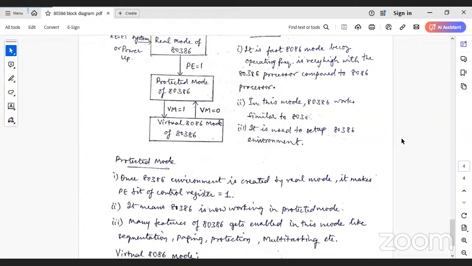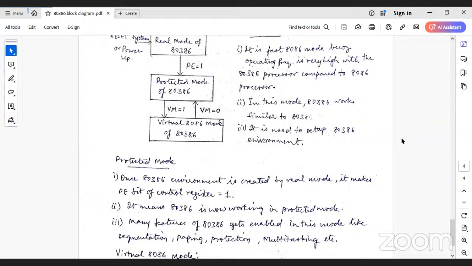8085 also, the interfacing ICs and devices which are there also have block diagrams. Memory also, 4 are there. So you have to practice all this. Without practice it will not come.